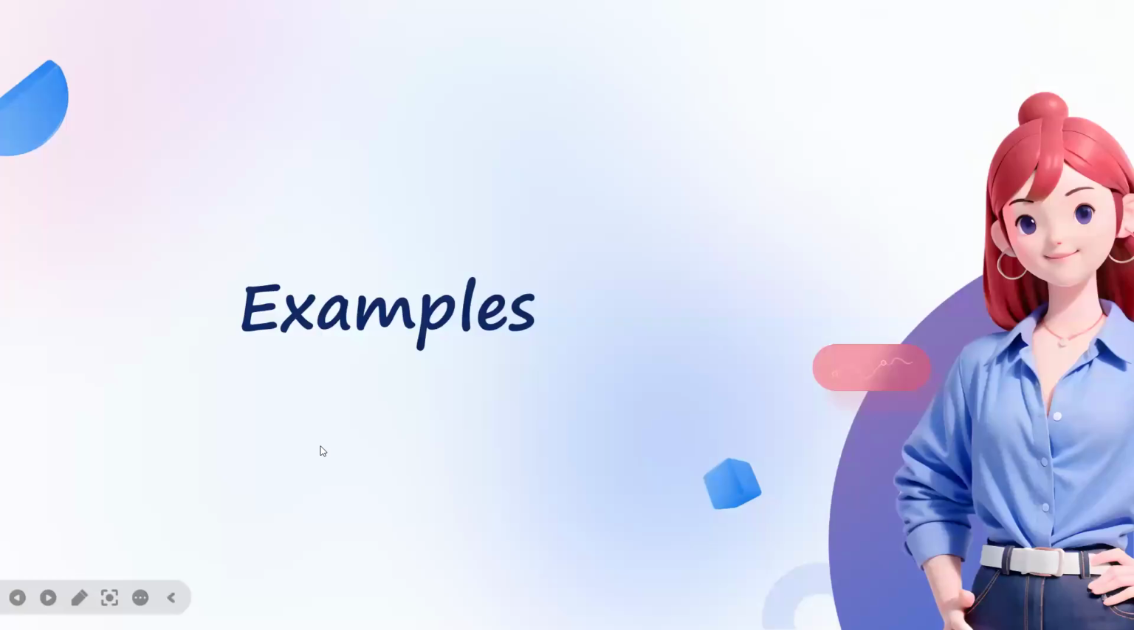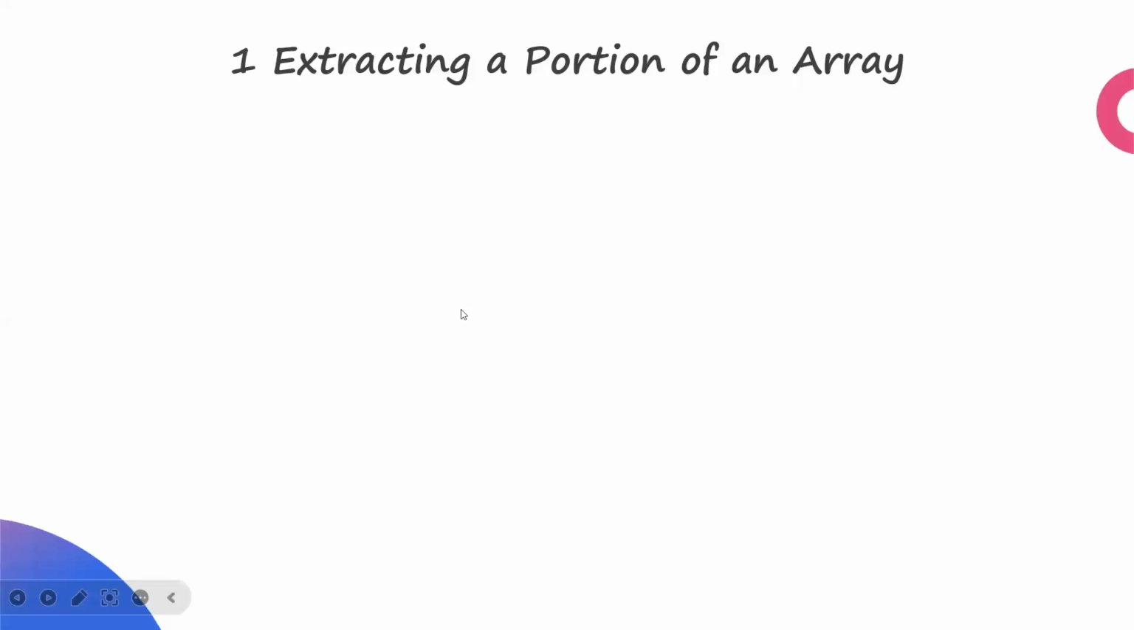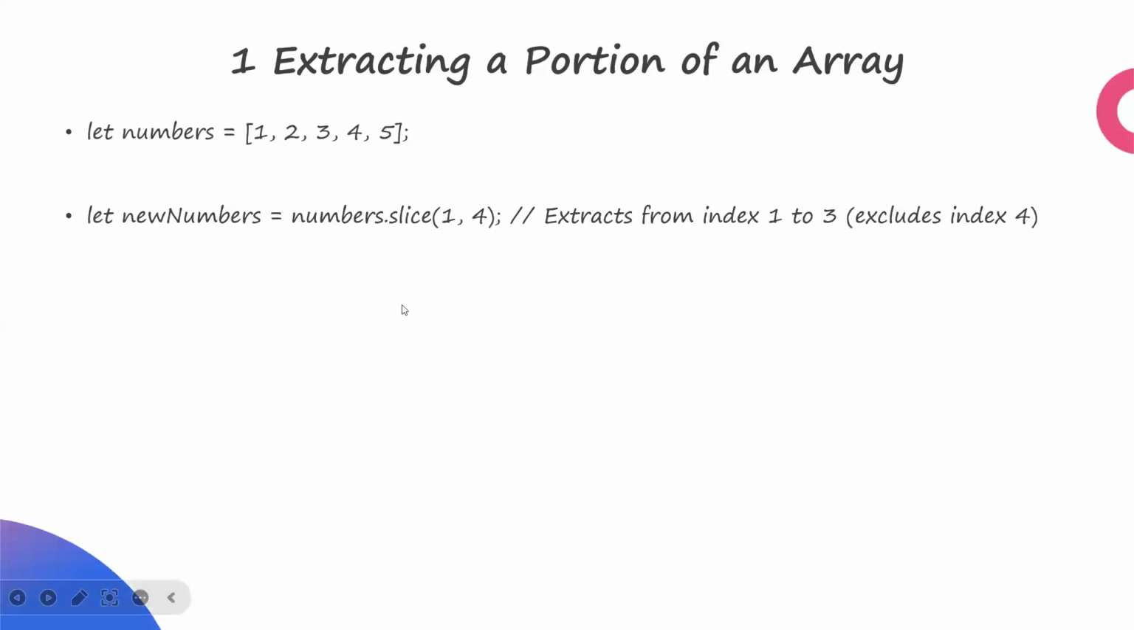We will omit it and also use it. So, extracting a portion of an array. Let's extract a portion here. We want to start from index 1, which is 2 in this array. The index 1 is 2, and we want to stop at index 4. So index 4 is 0, 1, 2, 3, 4. So 5 is at index 4. It means that this 5 will not be included. So we are starting from 2, 3, 4. That is what we are going to get.